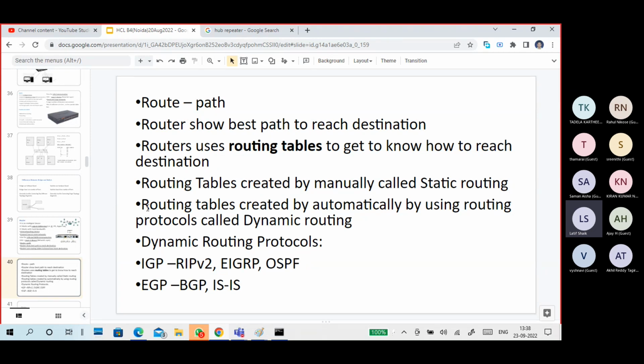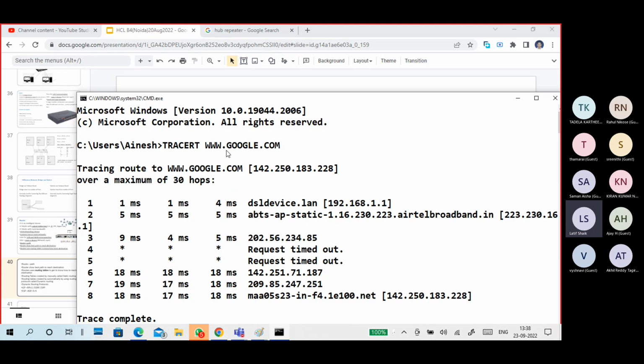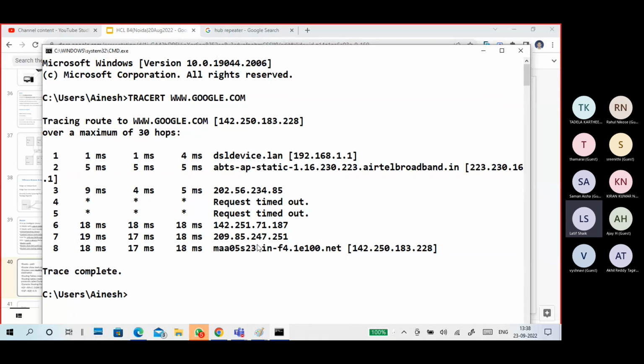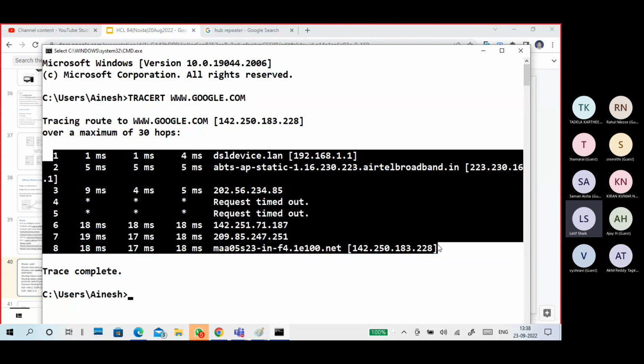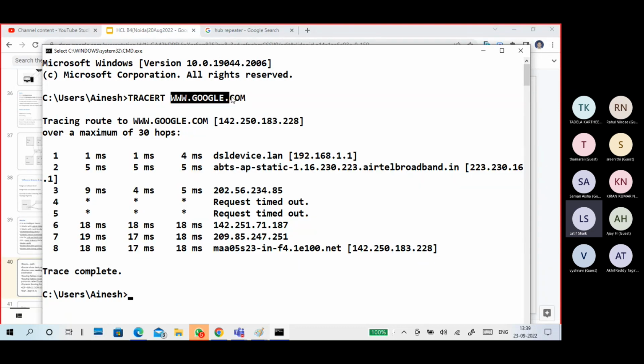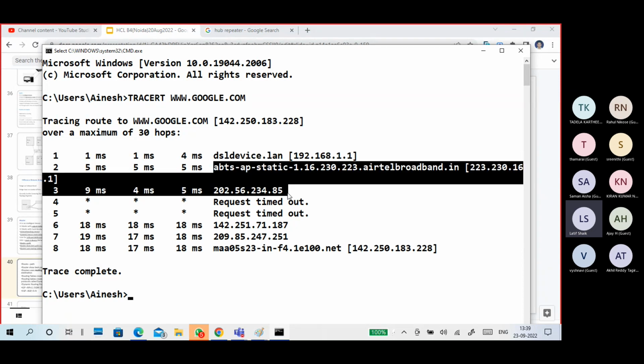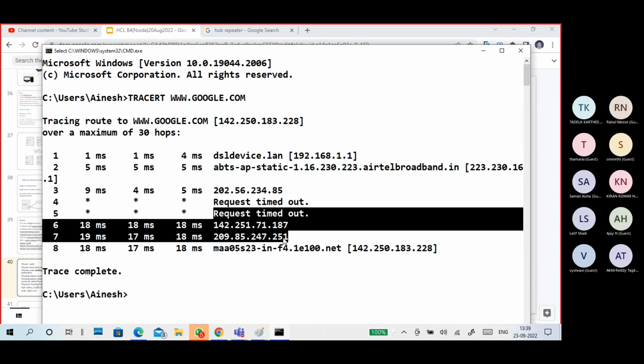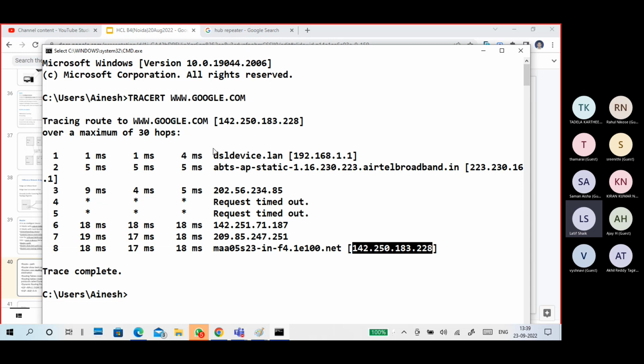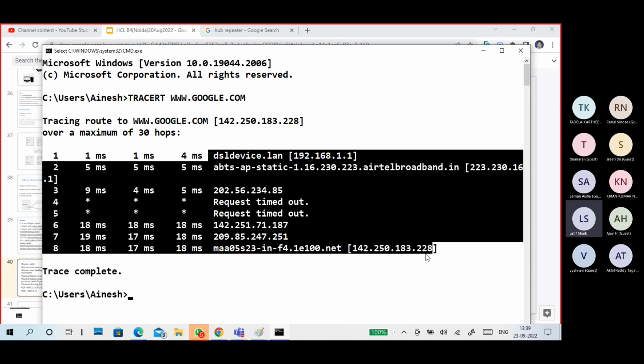So how does a router know how to reach the destination? Yes. So finally we reach our destination. I started from my PC. First I go to my router, my ISP's, and then certain routers in between. Finally I reach the destination. This is the path how I reach my destination.